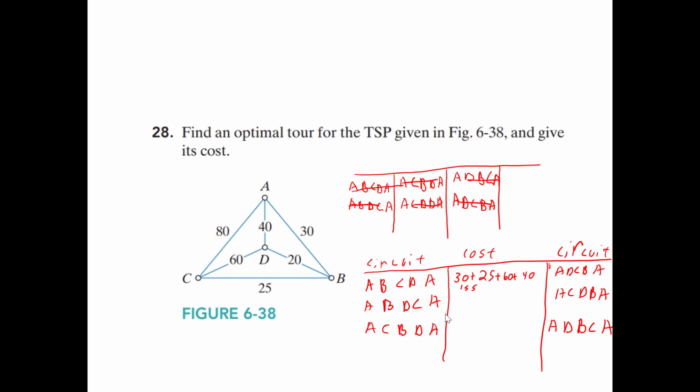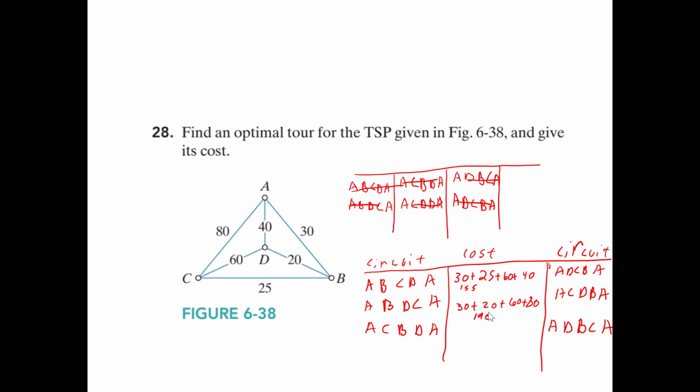A, B, D, C, A: A to B 30, B to D 20, D to C 60, and then C to A 80. So 30 plus 20 plus 60 plus 80, 190.